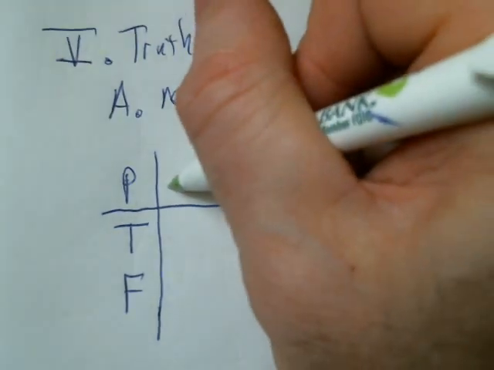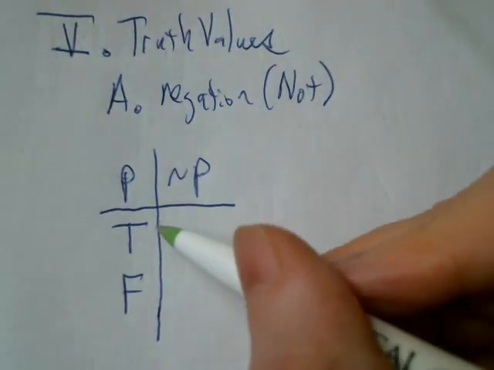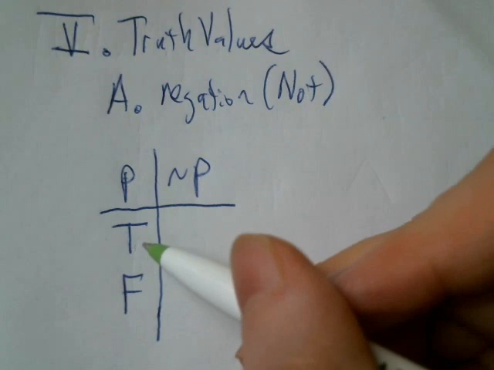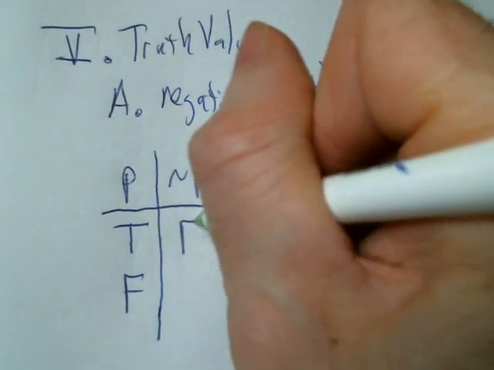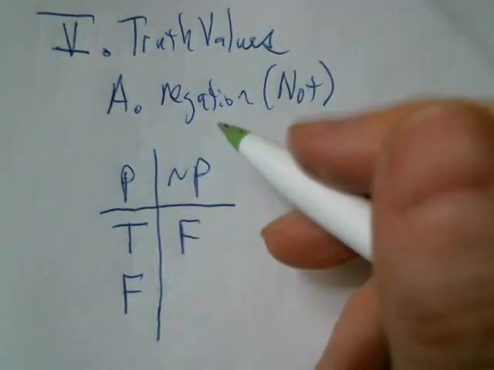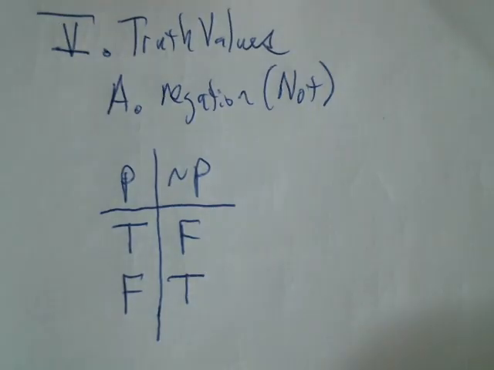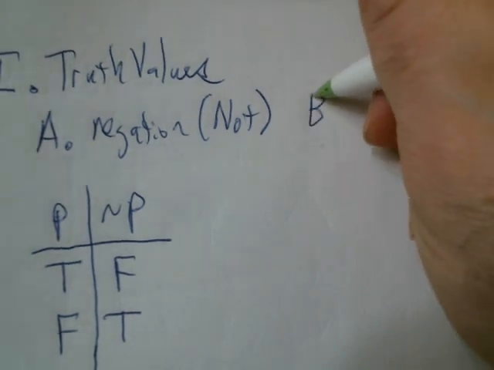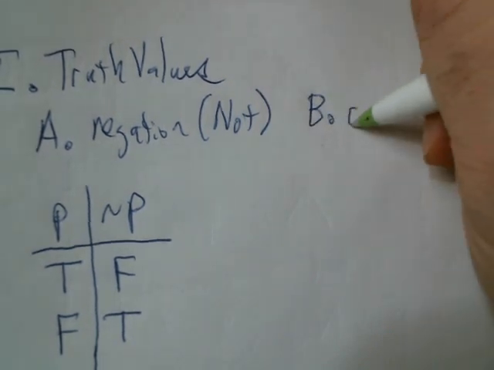And then the negation of p will just flip the truth value. So if p is true, then not p will be false. And if p is false, then not p will be true. Okay, really simple. Let's look at the "and," which we'll call a conjunction.